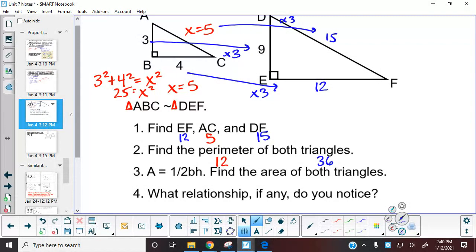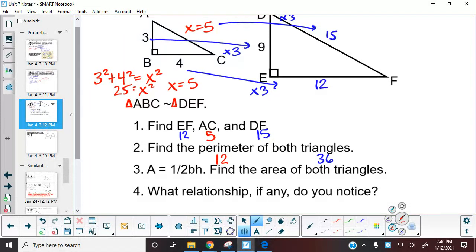When you're doing area it's slightly different. When you look at the area of both of these triangles, notice it's 1/2 base times height. So the first one is going to be 1/2 times 3 times 4, which gives us a value of 6 square units. And then the second one is going to be 1/2 times 9 times 12, which gives us 54 square units. So here's the key, all right?